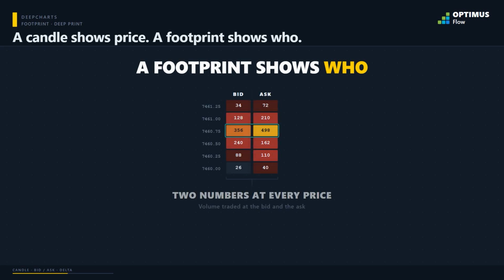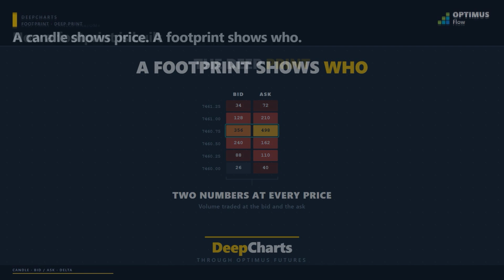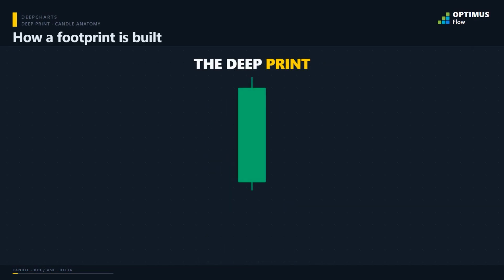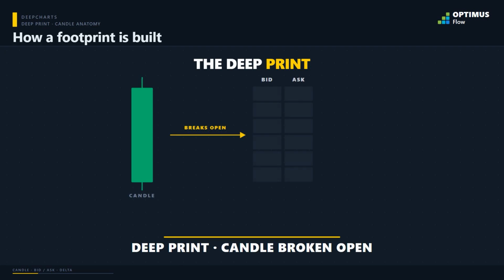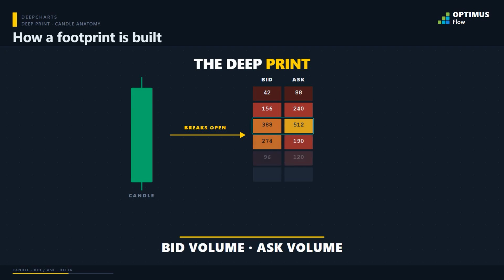So what is a footprint chart exactly? In DeepCharts, it's called the deep print, and it takes a normal candle and breaks it open. Instead of just the body and the wick, you see two numbers at every price level. One is the volume that traded at the bid, and one is the volume that traded at the ask. From those, you get the delta, which is just the buy volume minus the sell volume at that level, so you can see which side was more aggressive.